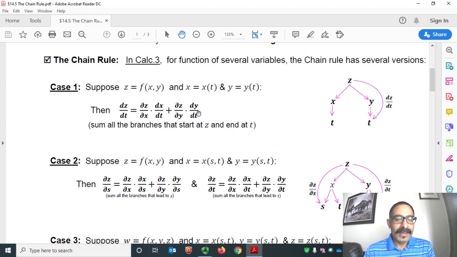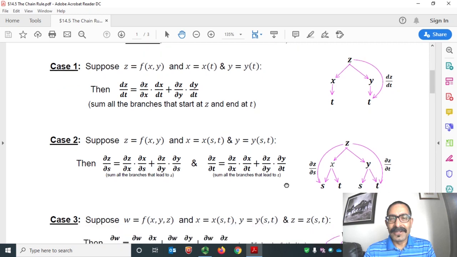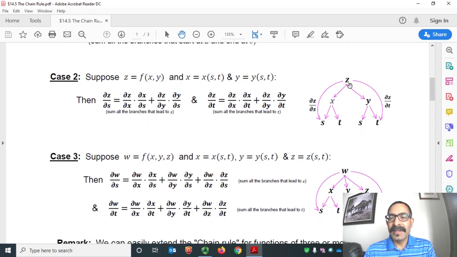Great. Case 2. Suppose z is a function of x, y, and x is a function of s, t, and y is a function of s, t. Now let's look at the tree diagram. Here z is a function of x and y, and x is a function of s and t, y is a function of s and t. So z is a function of s and t, and we can only find the partial derivative of z with respect to s and with respect to t. Then the formula is here.